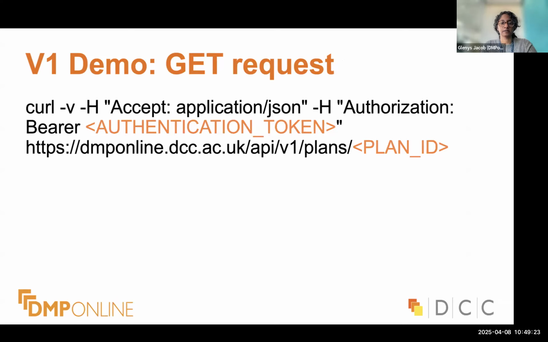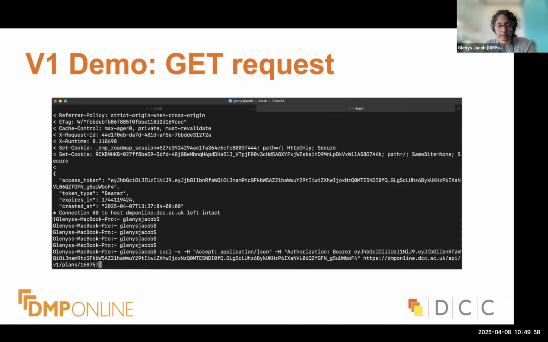Very similar to how we use version 0, I'm using the same example so that you can see the difference between retrieving a specific plan with version 0 and retrieving a specific plan with version 1. So the command is similar. The only difference is that instead of your API access token, you will have your authentication token, the long line of characters placed here, and the specific plan ID that you would like to retrieve. So this is the GET request that I was hoping to show as an example.